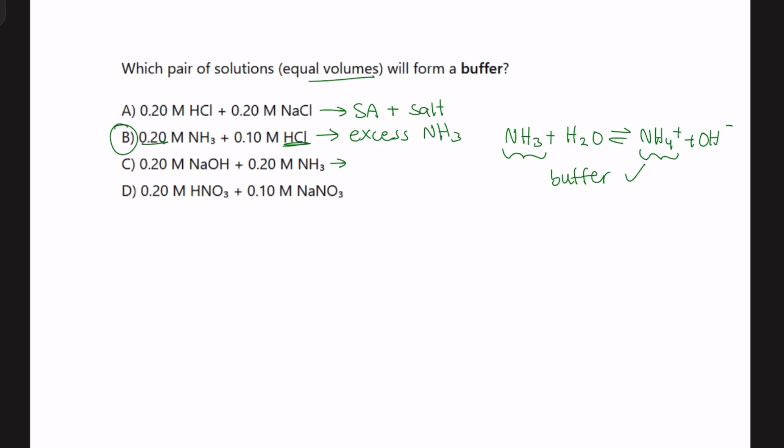So here I have a strong base, NaOH, plus my weak base, ammonia. So two bases together will not form a buffer. And for option D, this is the same as option A. I have a strong acid, and then this is a neutral salt. So strong acid plus salt does not form a buffer. So we're left with option B.